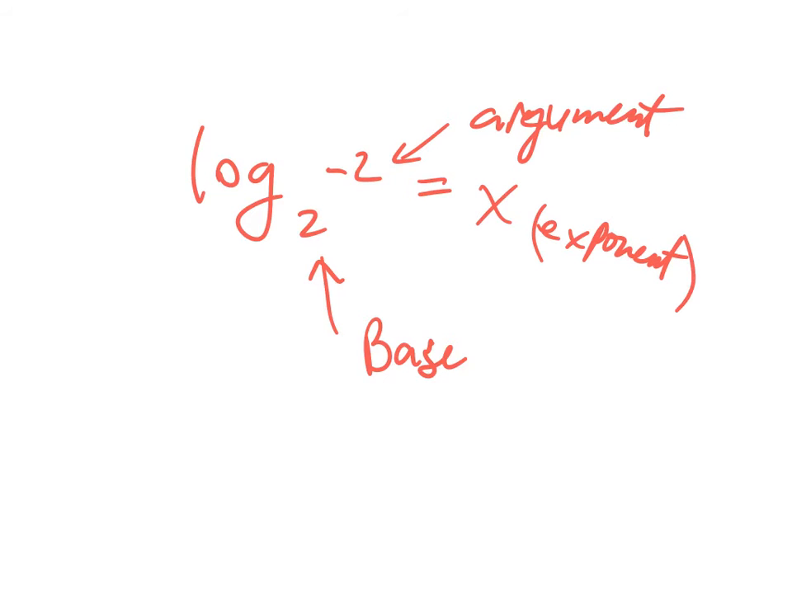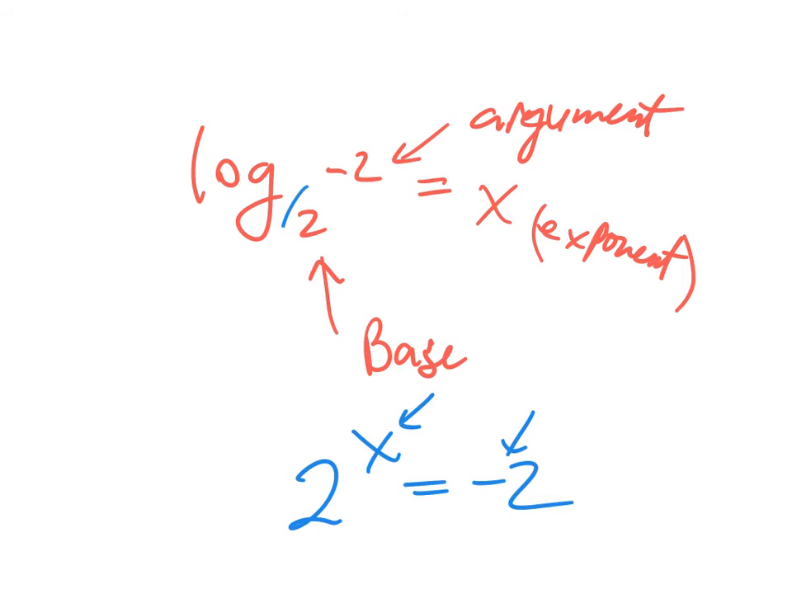Why is it called the exponent? It doesn't look like an exponent, because if I rewrote it, I'll do that in blue, it'd be 2 to the x equals -2. And think about that. How could you put something to a power that would turn it negative? There is no such thing. You can put something to a power, you can make it bigger. You can make it smaller, but you can't make it get turned negative. Okay, so there's no way to do that.